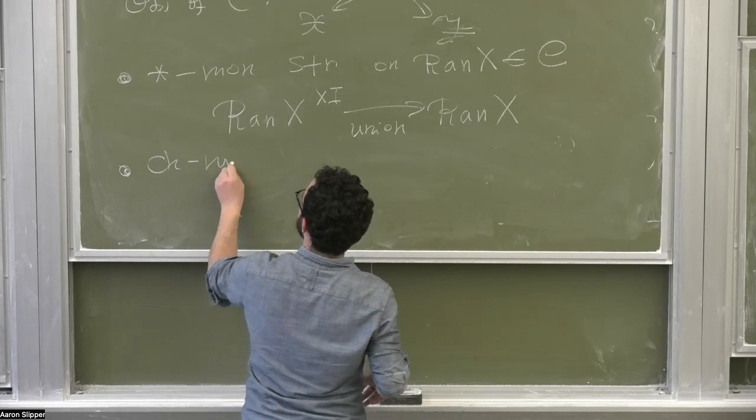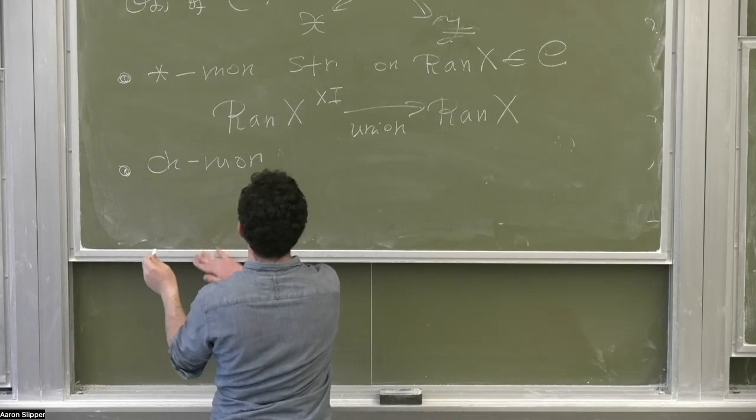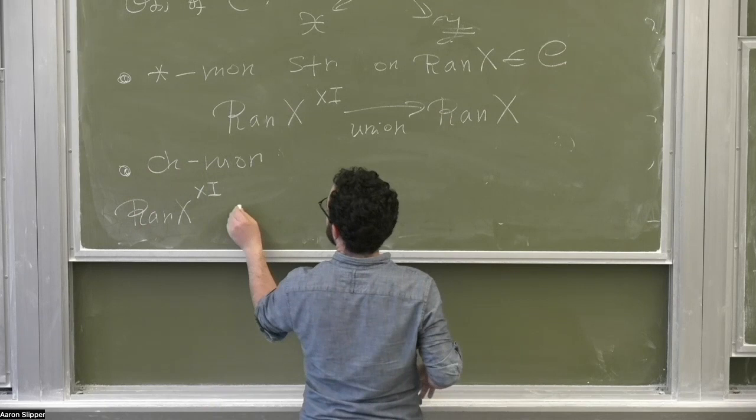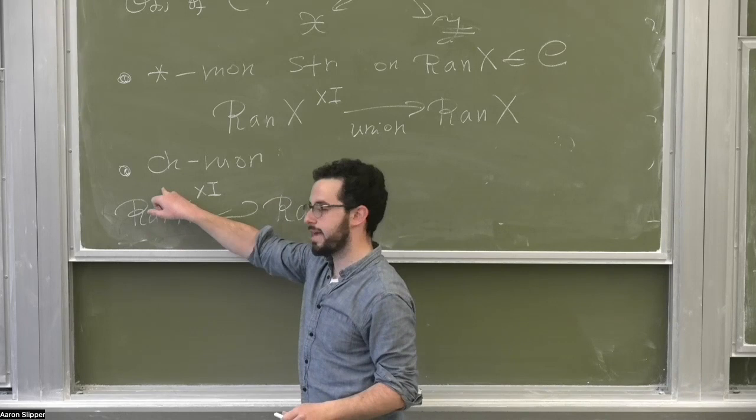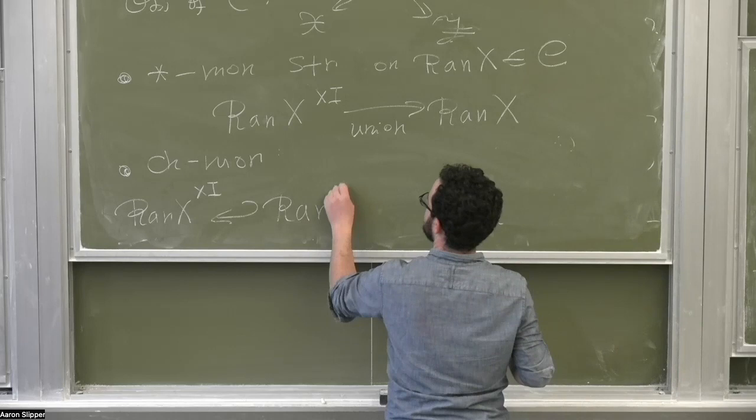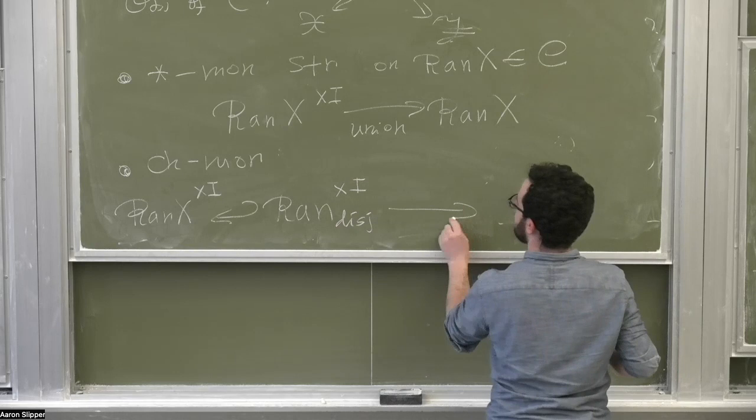And then the chiral monoidal structure is the one that we need correspondences for. So this is going to be Ran X_I. Here we have I sets of finite subsets, and we want the I sets to be disjoint from each other.